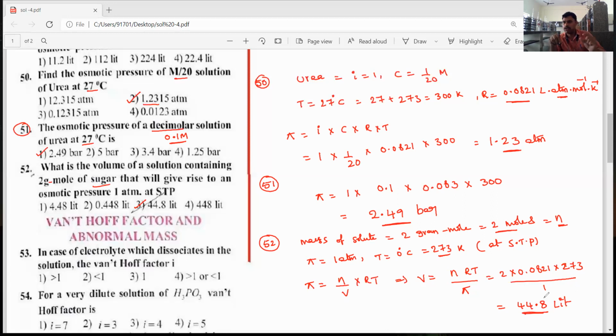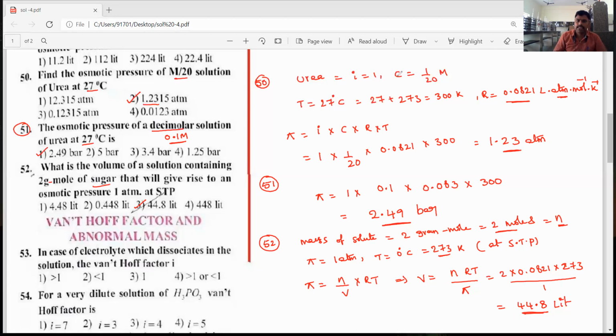So two such model questions are present. Earlier, the number of moles of solute was 1 gram mole, and the occupied volume at STP was 22.4 liters. Now the number of moles is 2 moles of solute under STP conditions, and its occupied volume is 44.8 liters.